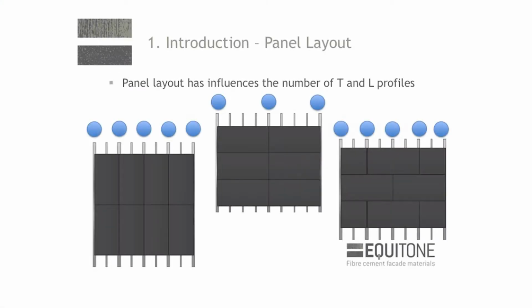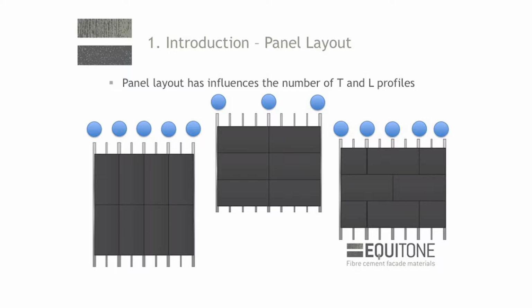Okay, panel layout influences, and this is important for any of you guys who price up the jobs. You're the guys who are heavy on the calculators. The panel layout influences the number of T and L profiles. If you have a look at this one on a vertical pattern, T, L, T, L, T, L, T, L, T. And this one, T, L, L, L, T, L, L, L, T. You can have the same number of panels here, 8 panels here, 8 panels here.